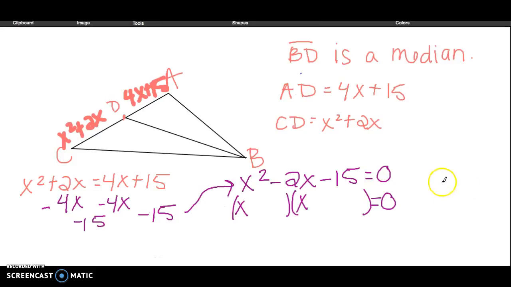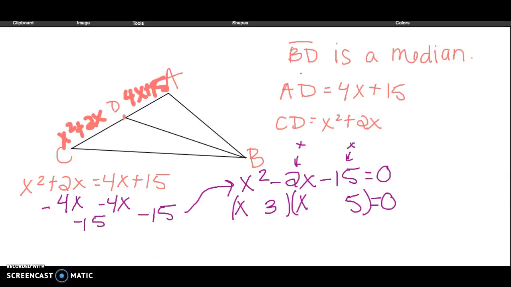And I need to think of numbers that multiply to give me 15 and add to get me 2. And if you think of your factors of 15, 3 and 5 should come to mind. And you can combine 3 and 5 to get 2 somehow. And when you multiply them, you get 15. So I'm going to use 3 and 5.